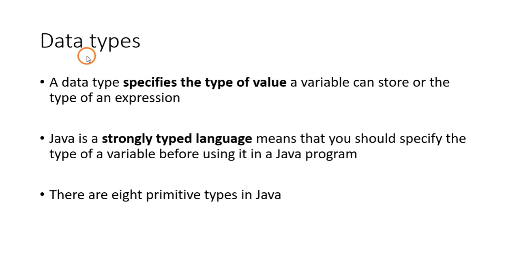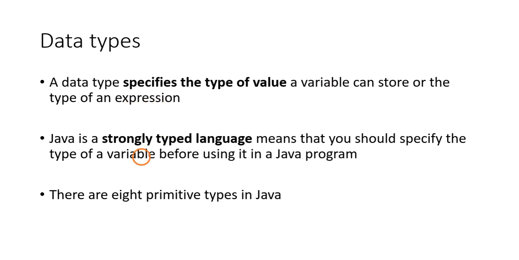So first, let's start with data types. So what is a data type? It's the type of a value. So okay, it's mentioned here. Data type specifies the type of value. So whose value is it? It can be the value of a variable or it can be the result of an expression.